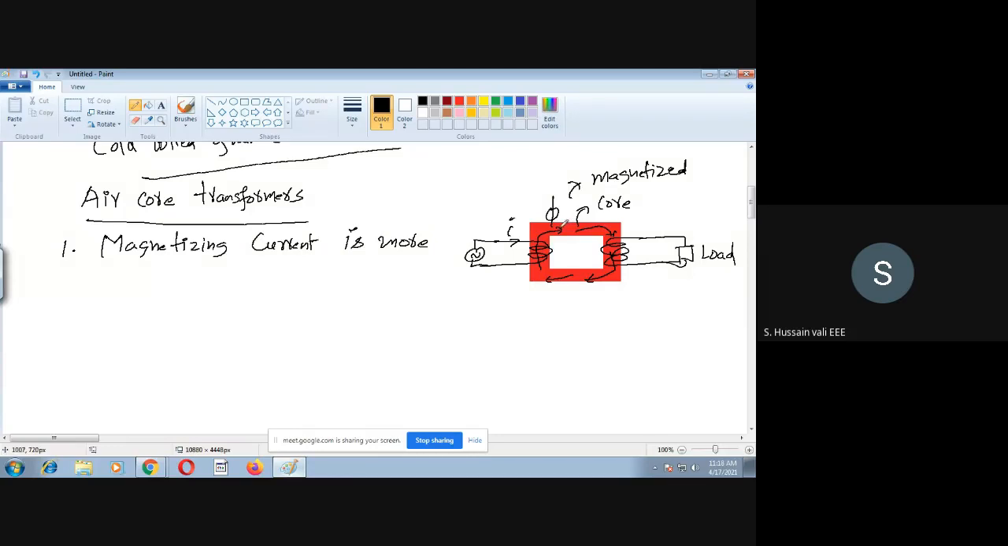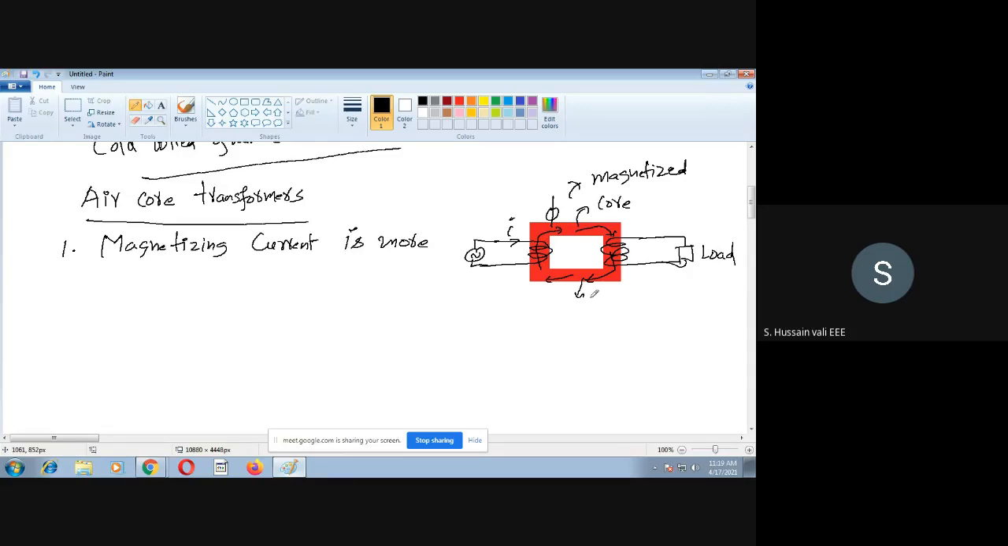So why do you need to magnetize the core? First of all, if you don't magnetize the core, what will happen? Then this core cannot transfer energy from one side to the other side. If you recall the principle of the transformer, energy will be transferred from one side to the other side in the magnetic medium. This is the statement you know already. So you need a magnetic medium between both sides.